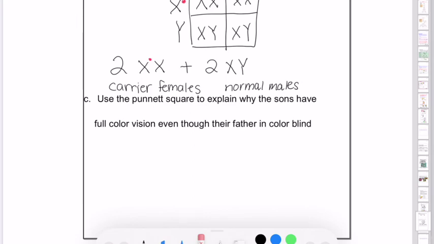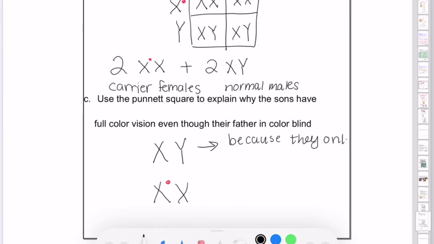I don't know if we have to use a Punnett square, but basically, men, X, Y, girls. So I just explained this, but why are they not colorblind? Because they only inherit the Y from their dad.